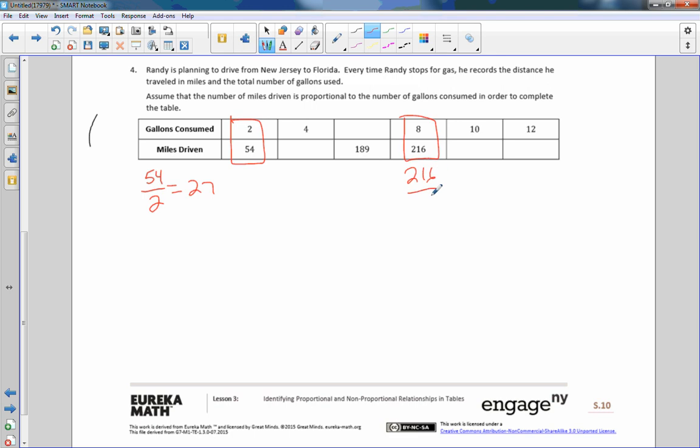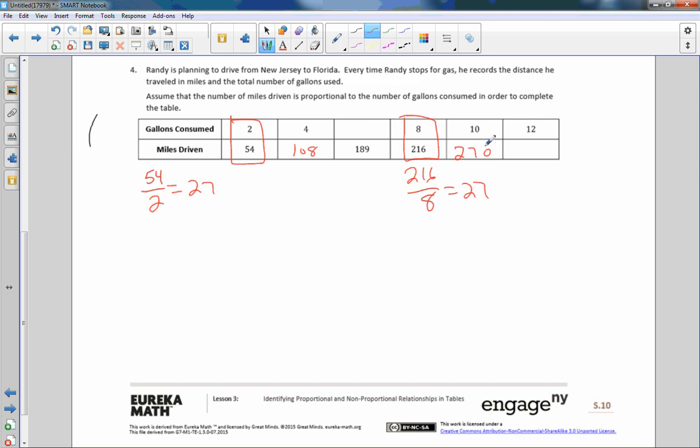216 divided by 8 equals 27. 8 times 27 is 216. Okay, so those are proportional. So those two are 27. So I'm going to continue now and finish filling this in. Now I just have to take 4 times 27 and get 108. And I'm going to take 10 times 27 and get 270.